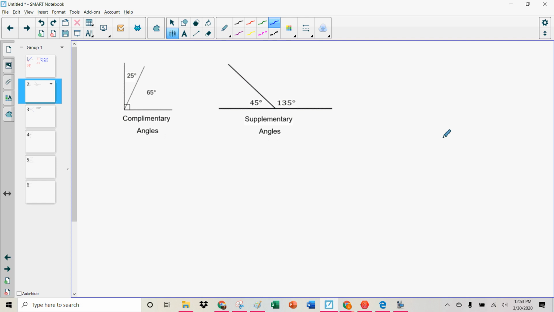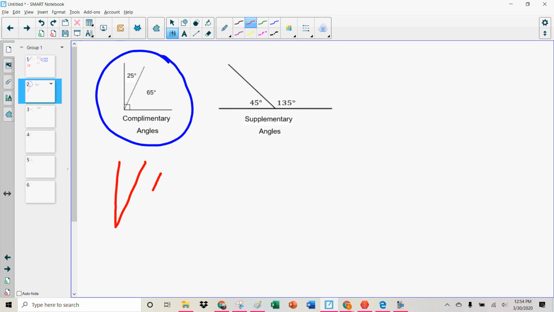Complementary angles are two angles that sum to 90 degrees. Supplementary angles are two angles that sum to 180 degrees. Please note that the angles do not have to be adjacent to be complementary or supplementary. For example, I could take the complementary angles and I could draw them like this. Those two angles still add up to 90 degrees, even though they don't share a side anymore.